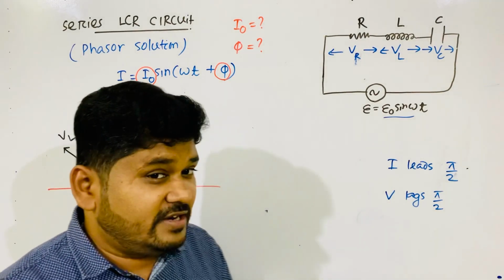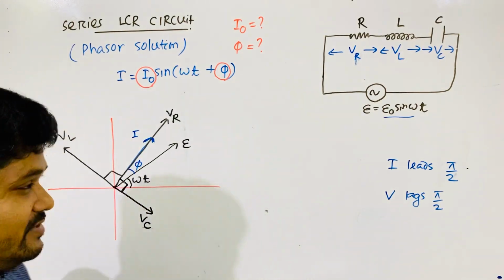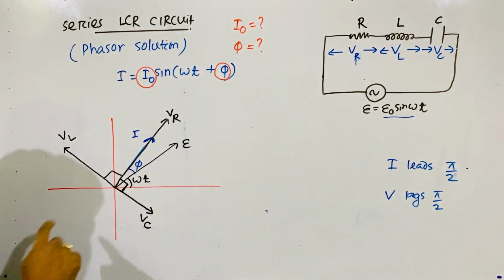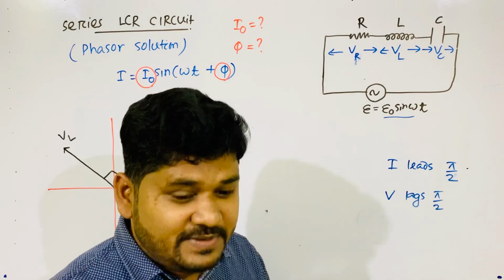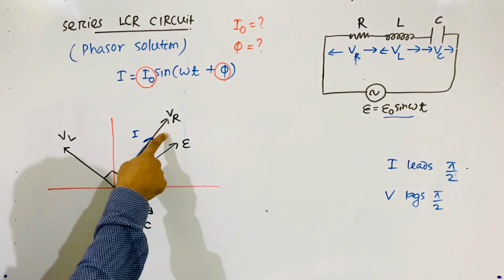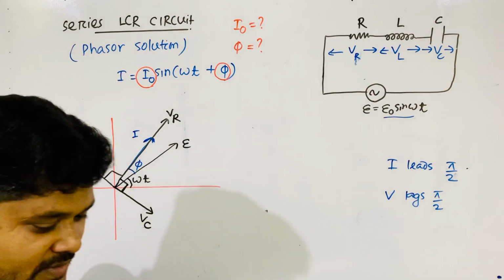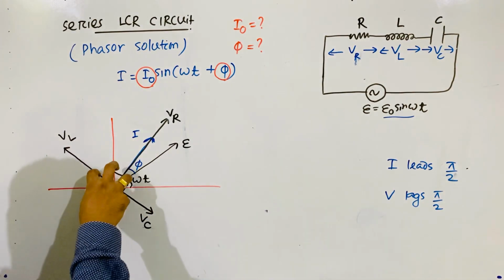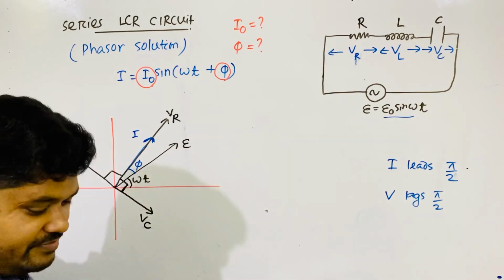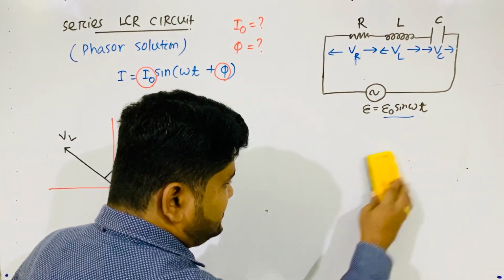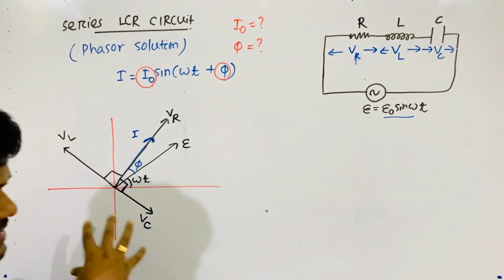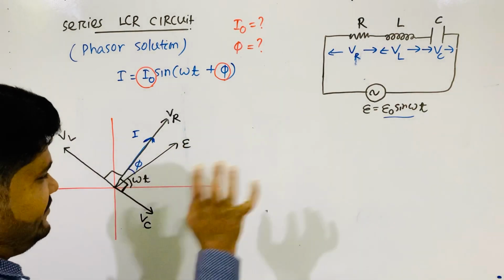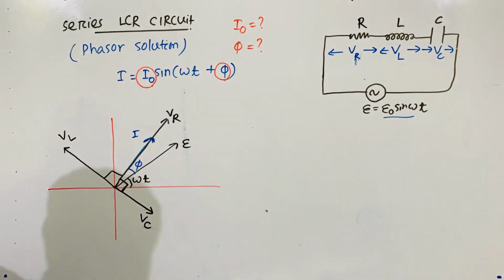So now what we do? Our aim is to find the net voltage. How will you find the net voltage? We will add these voltages vectorially. I told you we will treat them as vectors and add them vectorially. VR, VL, VC, these three vectors will add. Let's bring these three to another figure because there it is more crowded.